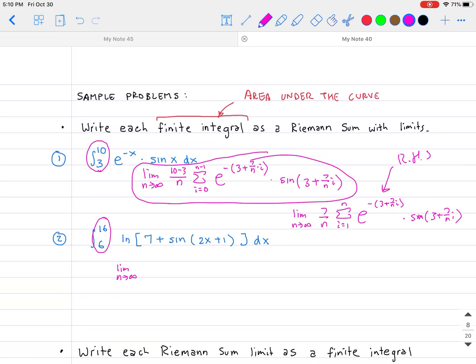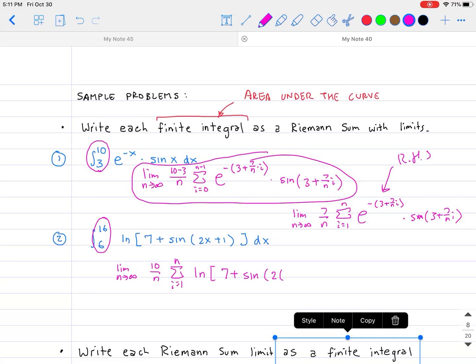Okay, let's try this for the next one over here. Do exactly the same thing. So first, we're going to go ahead and say limit as n approaches infinity. And then the first part is, let's look at the base. It's going from 6 to 16. So that's going to give me 10 divided by n. That's my base part. And then the summation of, let's go ahead and write the other one. i is equal to 1 all the way to n. Or if you want, you can say i is equal to 0 all the way to n minus 1. Doesn't matter which one.